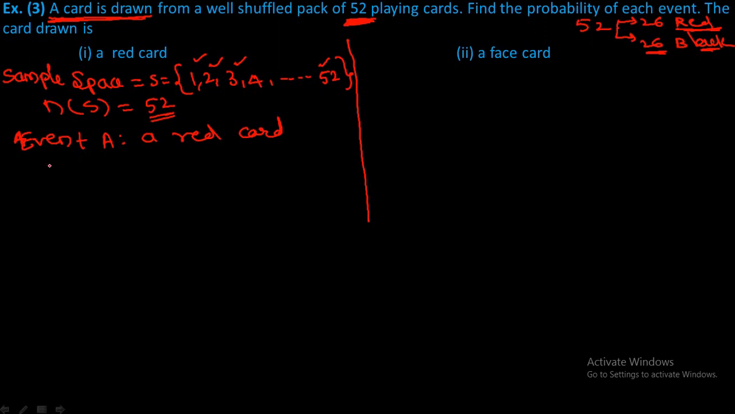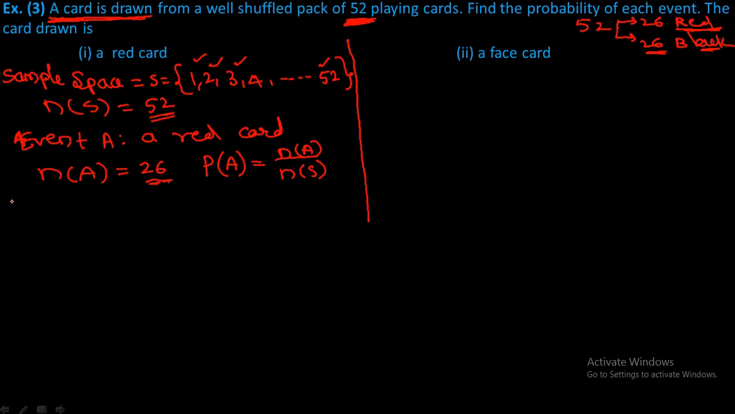So n of A, a red card, means how many total red cards: 26. So you are selecting one card from these 26 cards, that is nothing but n of A is equal to 26. I hope you are understanding. So the possibilities are 26. Probability of A is equal to n of A divided by n of S.